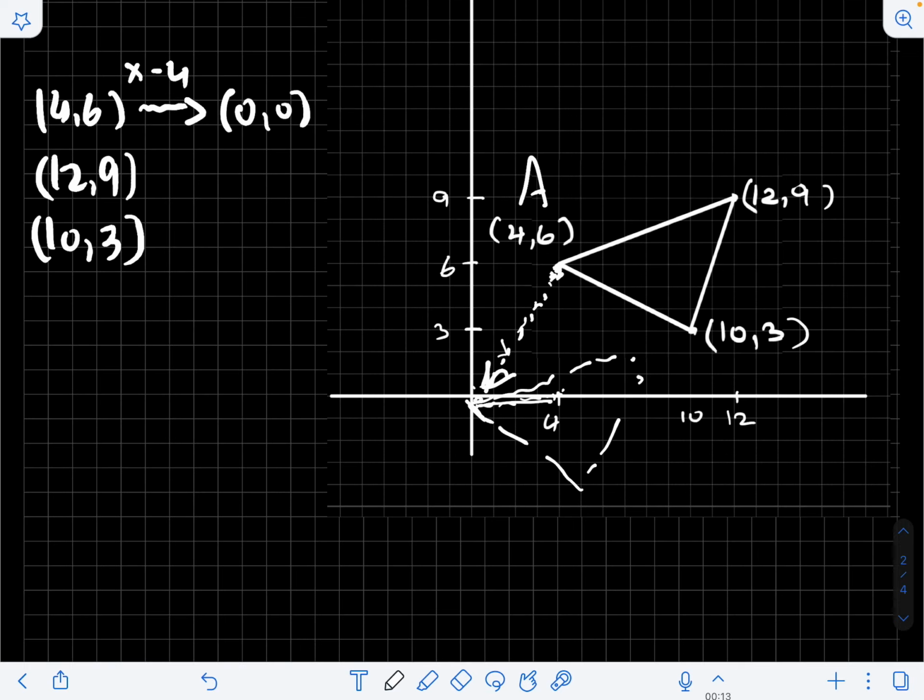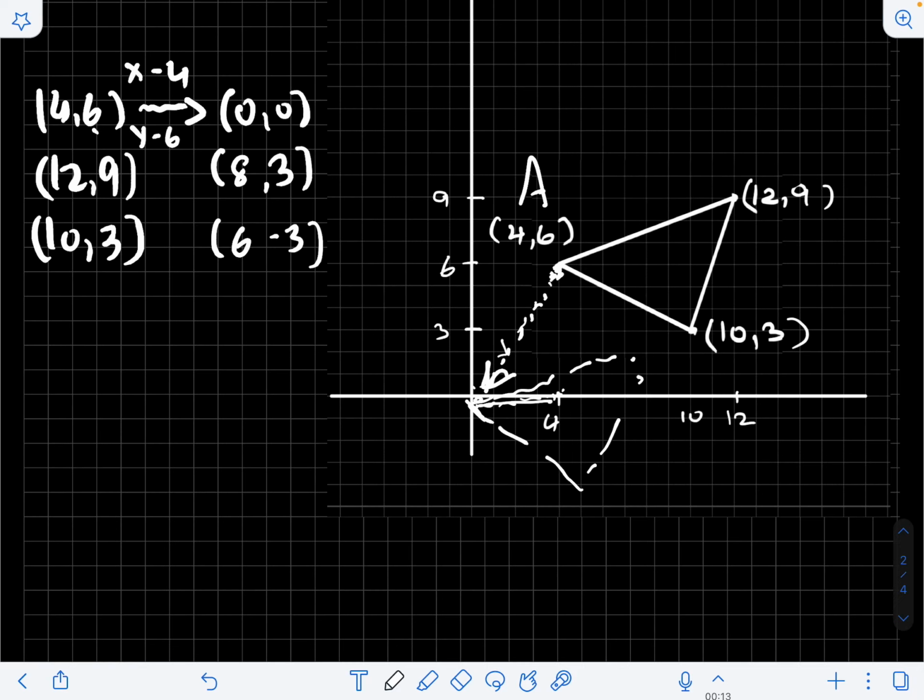I have to repeat this for all the other 2 points. So 12 take 4 is 8, and 10 take 4 is 6. I do the same with the y. What happened from 6 to 0? The y went down by 6. So all the y's have to go down by 6. So 9 take 6 is 3, and 3 take 6 is minus 3.